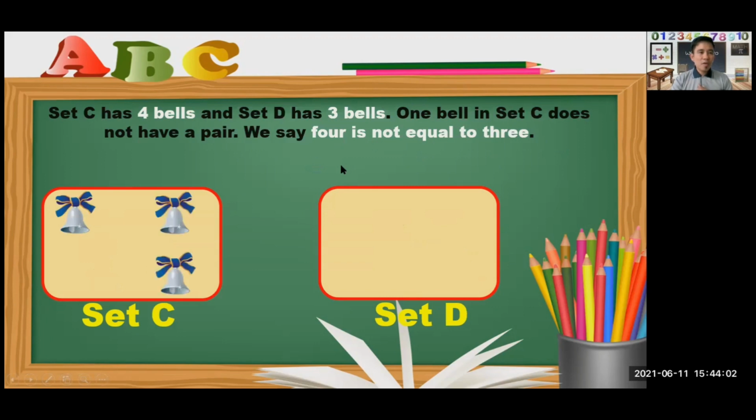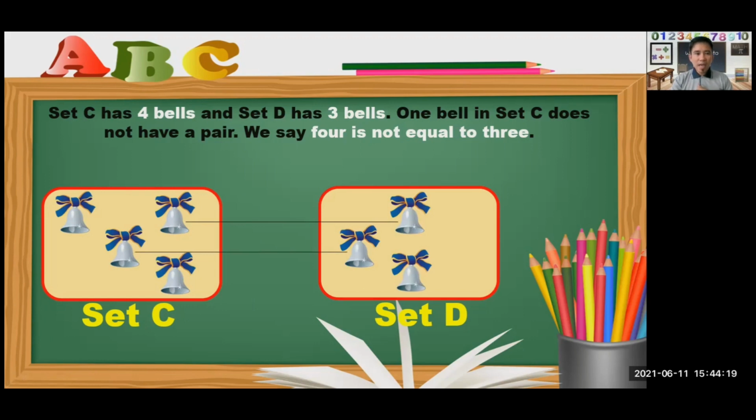Now here, there are 4 bells in set C, and set D has 3 bells. 1 bell in set C doesn't have a pair. As you can see here, this bell has a pair, another bell has a pair, another bell has a pair. So the other bell in set C doesn't have a pair. So we say that 4 is not equal to 3, because there are 4 bells in set C and 3 bells in set D. Or we write 4, this is the symbol, is not equal to 3.